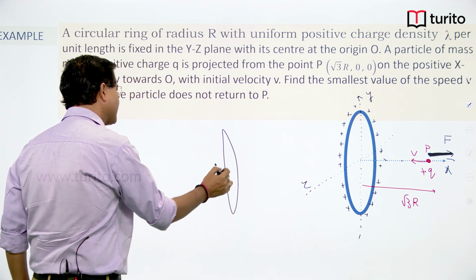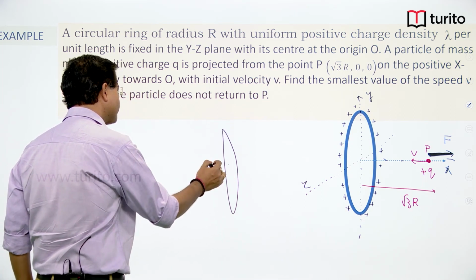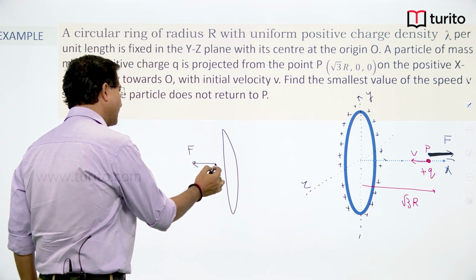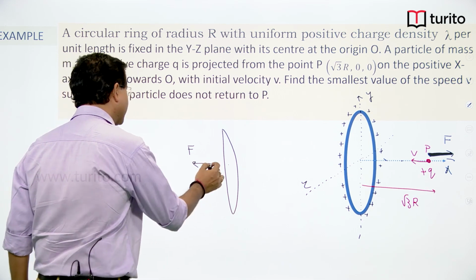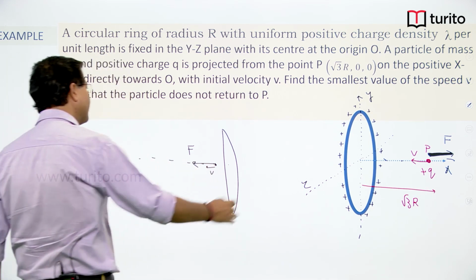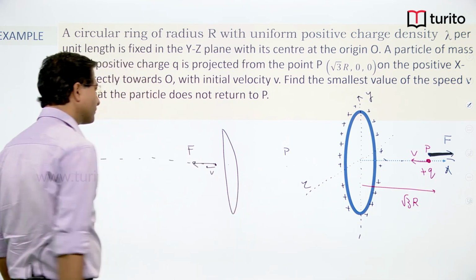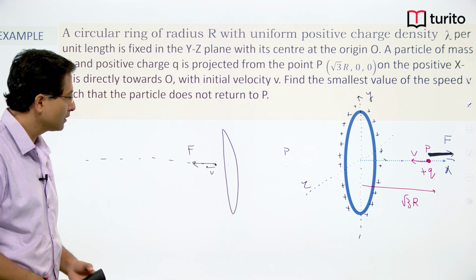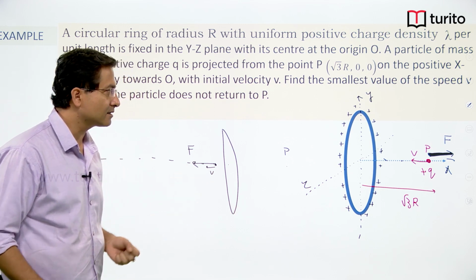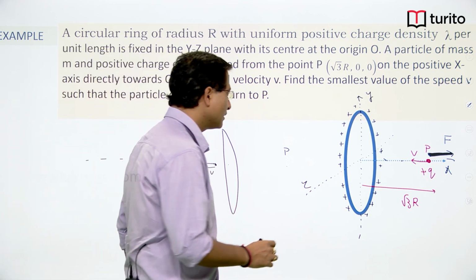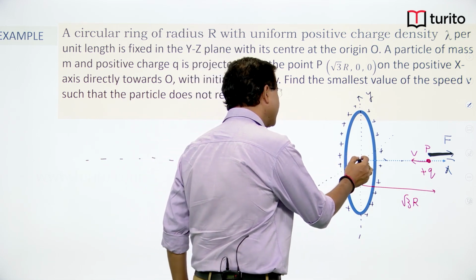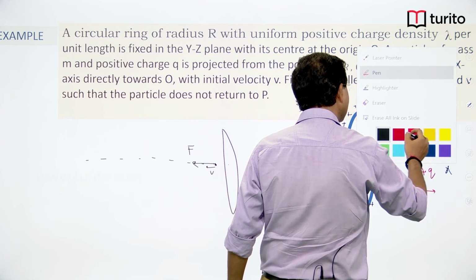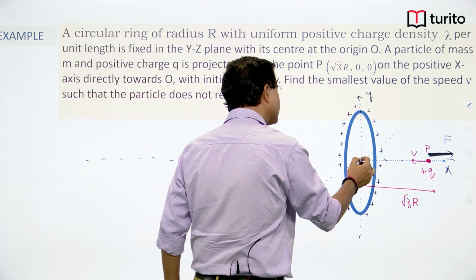When the particle comes to this side, crossing the center, the force on the particle will now be in this direction and the velocity in this direction. The particle keeps moving in this direction and will never come back to the point P, right. So the requirement here is that the velocity of the particle just becomes 0 when it reaches here.